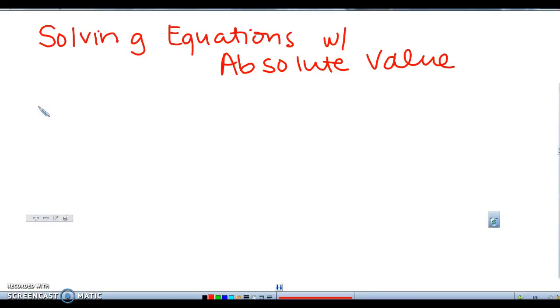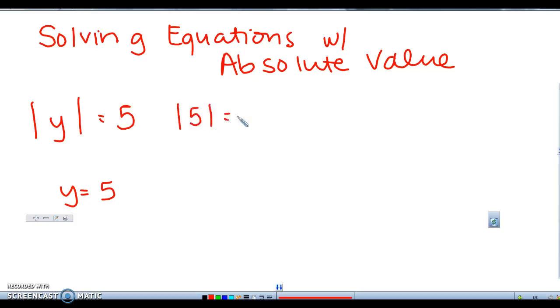So today we're talking about solving equations that have an absolute value. And if you remember on the test, we had a problem that was the absolute value of y equal to 5. And some of you told me, well, y is equal to 5. And really, that's only half the story. If I took the absolute value of 5, I would in fact get 5. So it works. The positive 5 works.